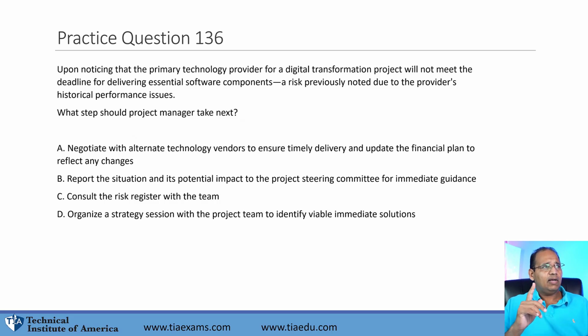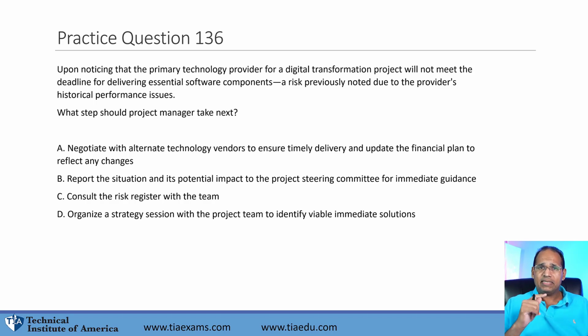136. Upon noticing the primary technology provider for a digital transformation project will not meet the deadline for delivering essential software component, a risk previously noted due to the provider's historical performance issue, what should you do next? Negotiate with alternative technology vendors to ensure timely delivery and update the financial plan to reflect any changes. Report the situation and its potential impact to the project steering committee for immediate guidance. Consult the risk register with the team. Organize a strategy session with the project team to identify viable immediate solutions.